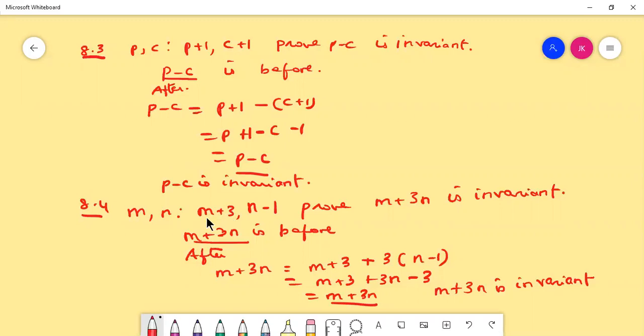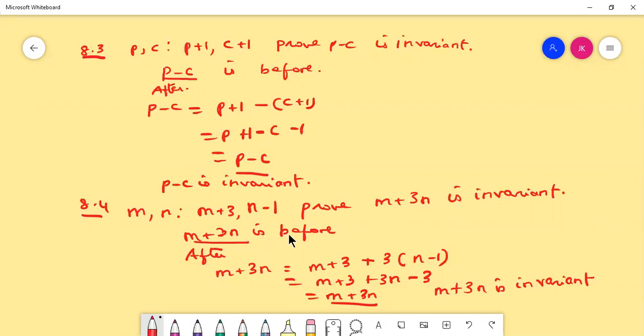Same way, see over here, changed one is m plus 3, n minus 1. Changed expression is m plus 3, n minus 1. What I have to prove as invariant? m plus 3n as my invariant. So before case, my answer before case is what?